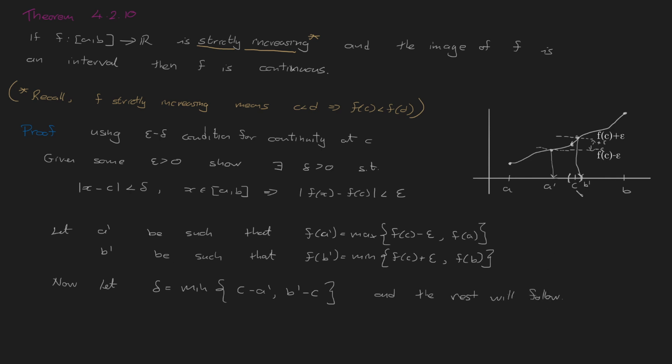And primarily because the function is strictly increasing, we know that as long as we understand the endpoints, so c minus delta and c plus delta, then we understand a bounded condition for everything that lies between those values.